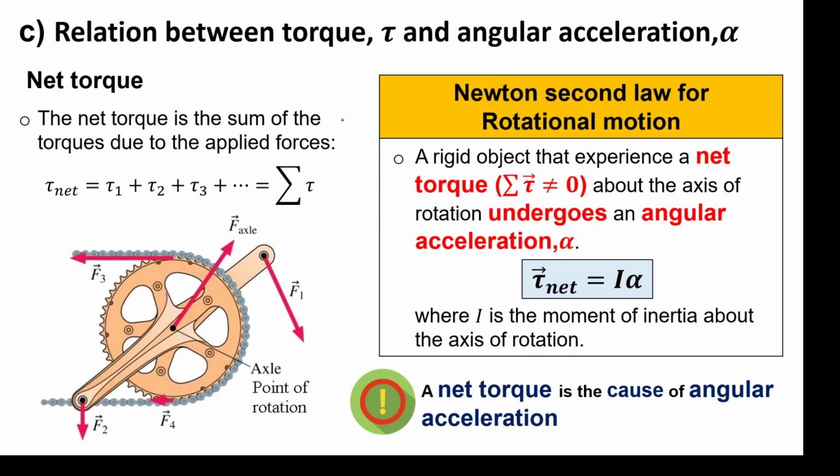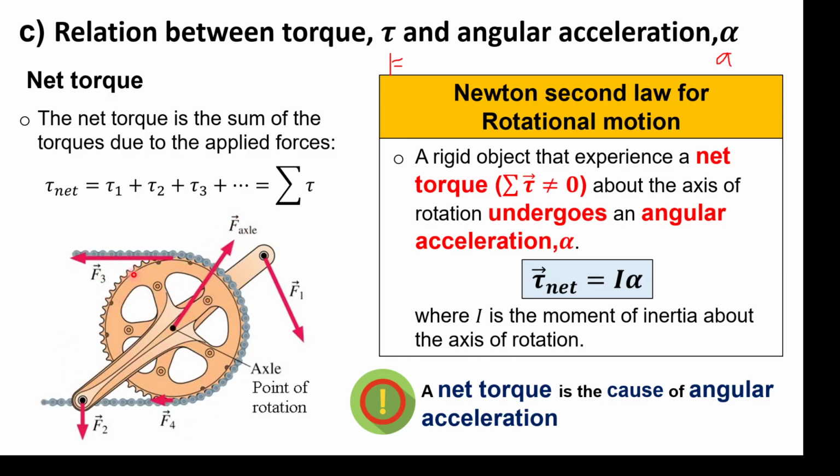Now let's see the relationship between torque and angular acceleration. Again, torque is analogous to the force, and angular acceleration is analogous to the acceleration. So actually we are discussing again Newton's second law of motion from chapter 4, but specifically for rotational motion. Let's consider our diagram here. You can see that there are so many forces: force 1, 2, 3, up until around 5 forces.